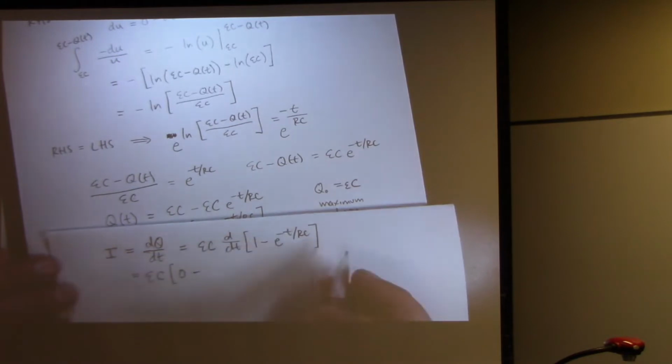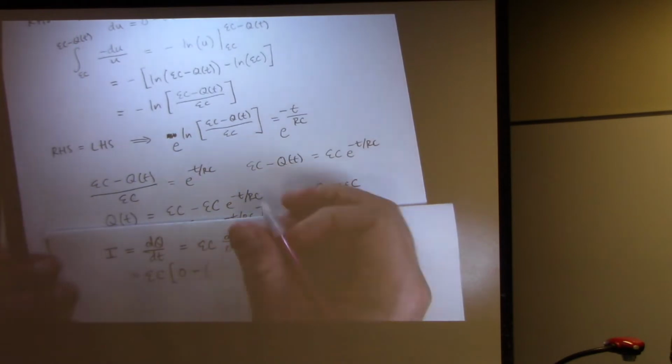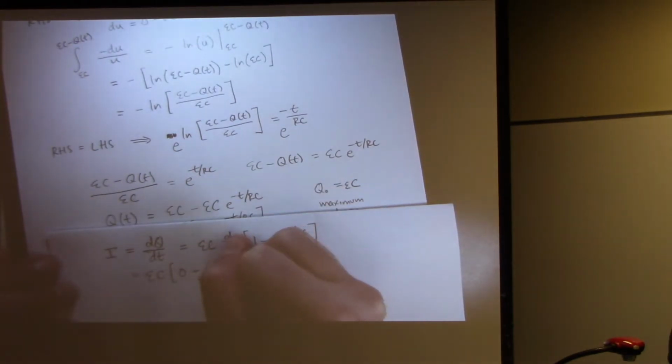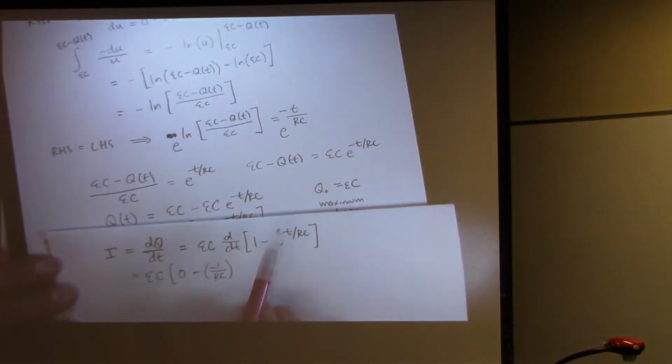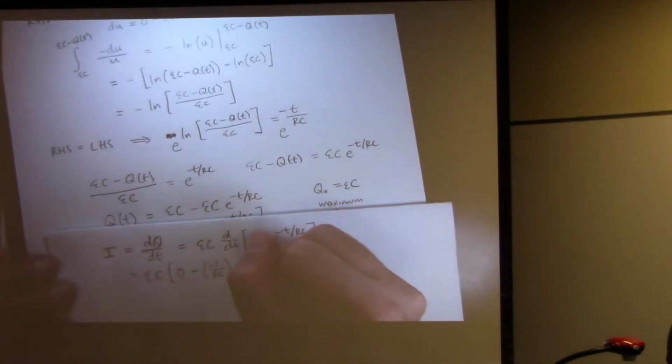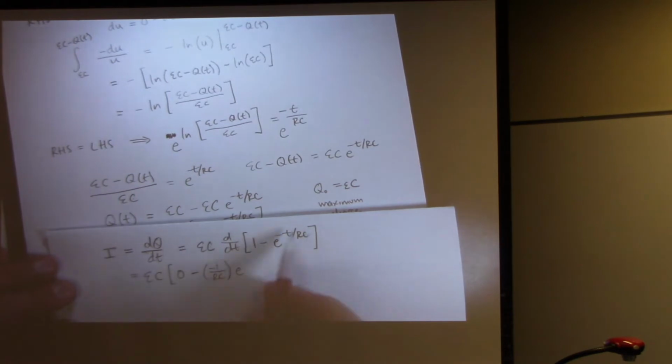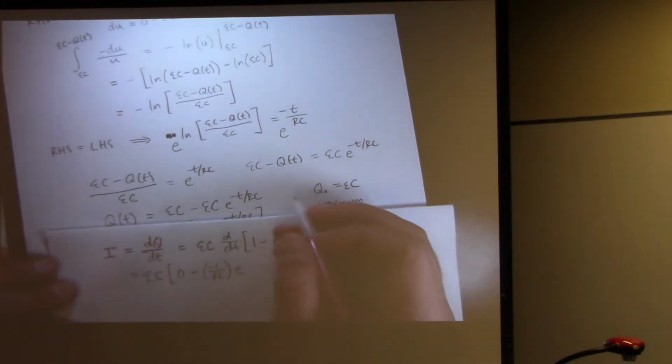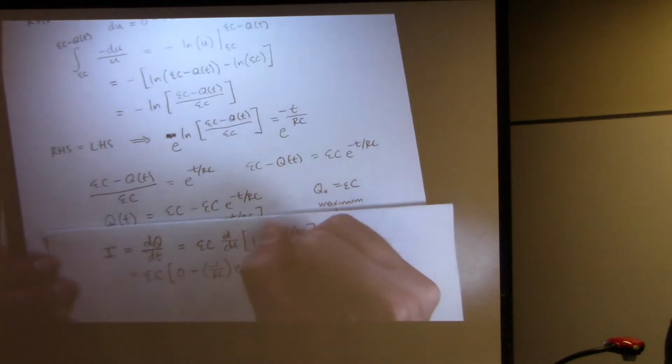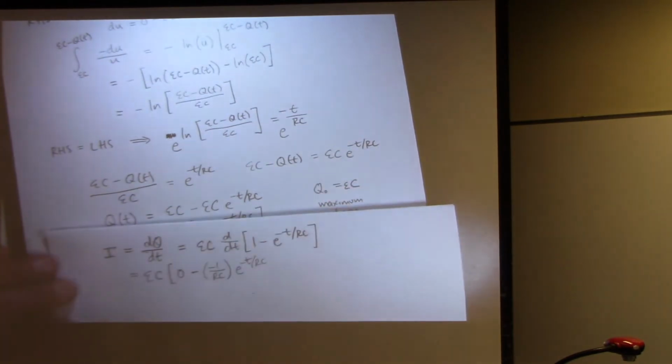Okay, so what's the derivative of what's inside? I've got minus t over RC. Well, if I take the derivative of this with respect to time, I'm just going to get minus 1 over RC, because the derivative of t goes to 1, and then we have these constants. And then, the way derivatives for exponentials work is you just have the same exponential function as before, e to the minus t over RC. Okay.